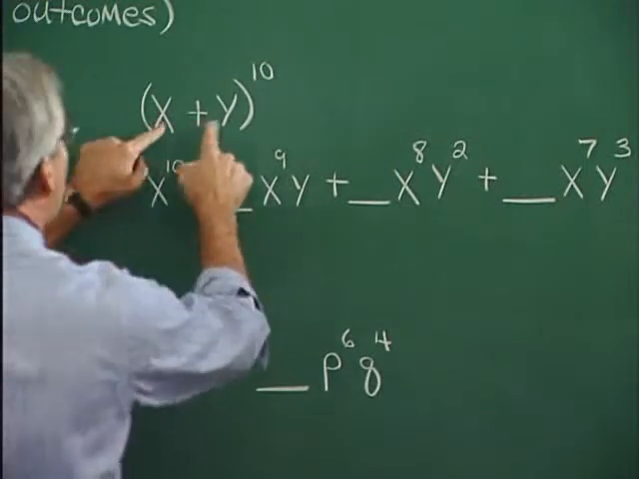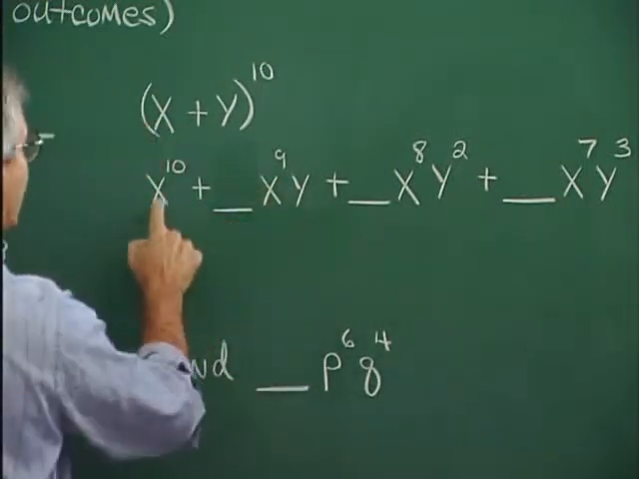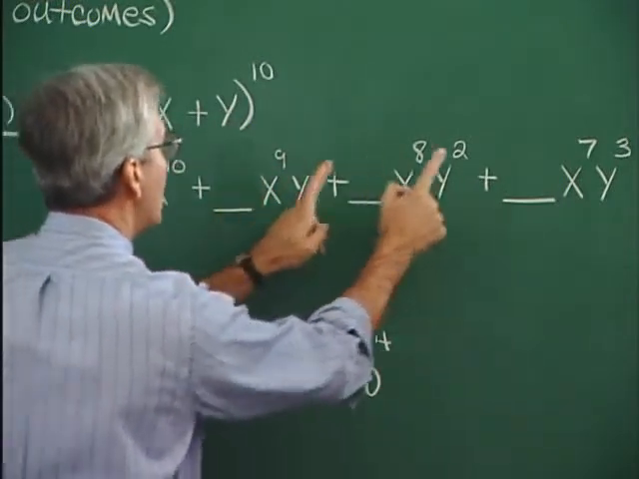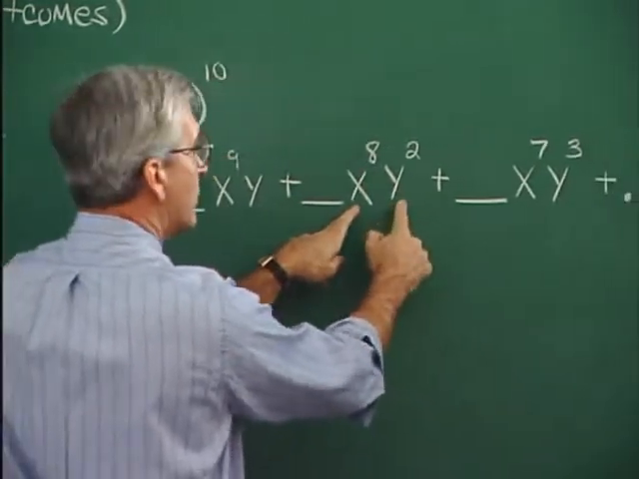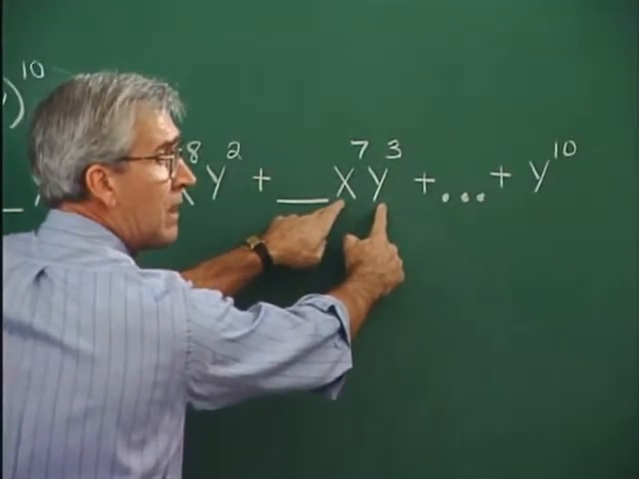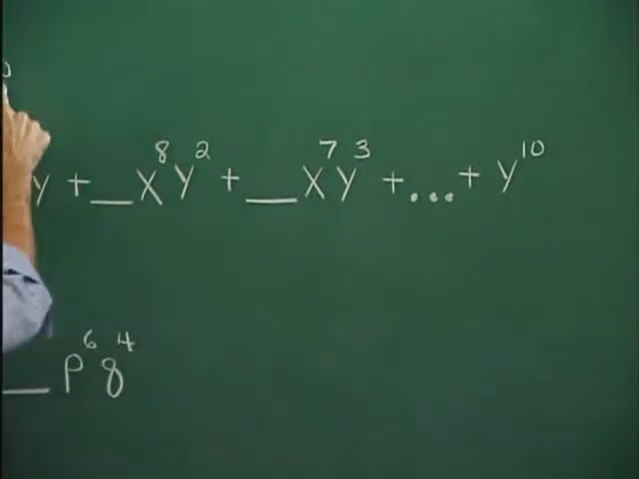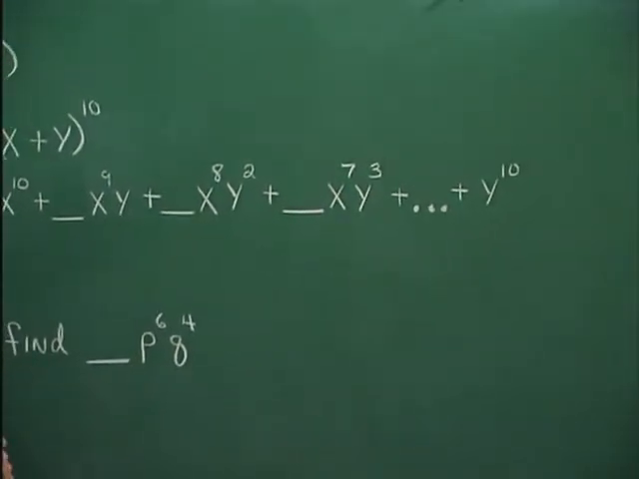Okay, we start out with x to the 10th power. The next term involves x to the 9th power with the first factor of y, and the next one involves x to the 8th power with 2 factors of y, and then x to the 7th power with 3 factors of y. And notice that in every case the sum of the exponents is 10, the same as our expansion exponent. And that's the pattern that we saw here earlier.